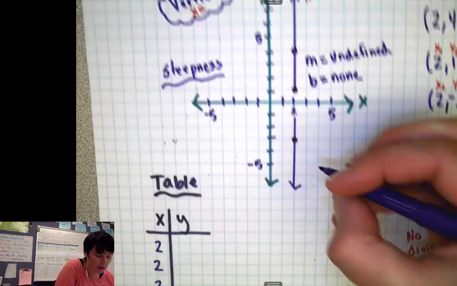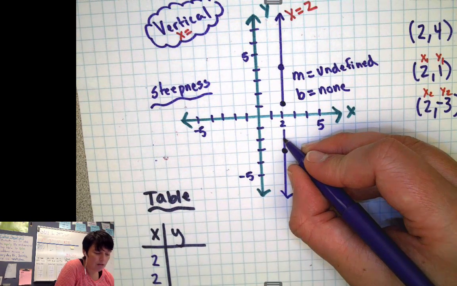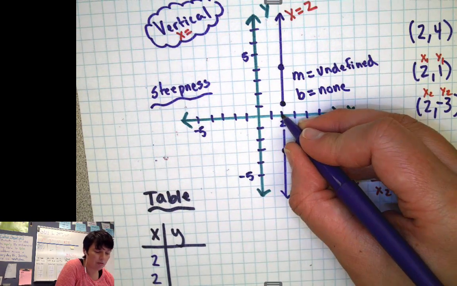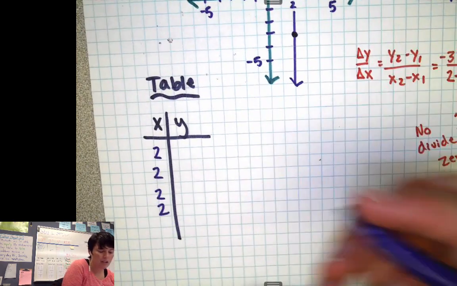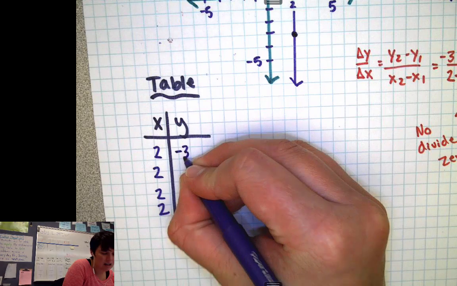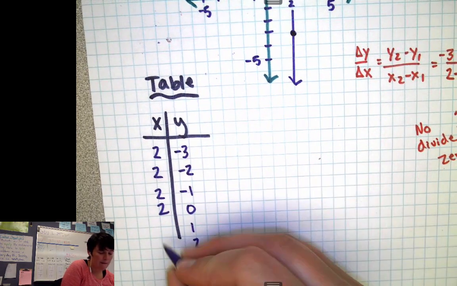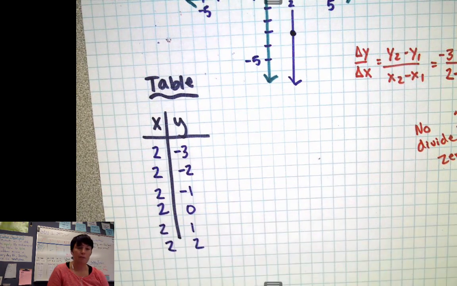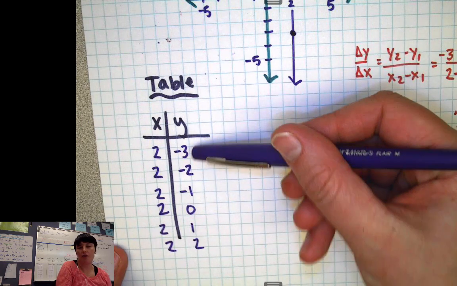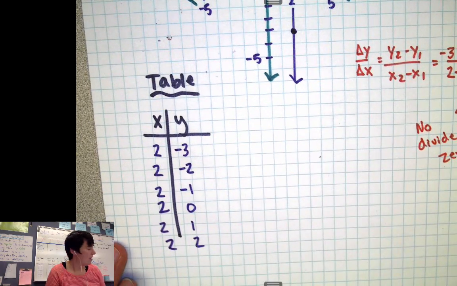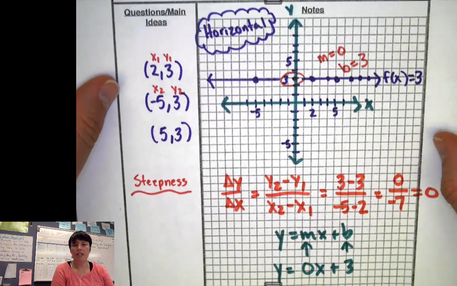I could go forever. I could say, here it's at 2, negative 3, 2, negative 2, 2, negative 1, 2, 0, 2, 1, 2, 2, 2, 3, 2, 4. So it'd be really easy to say, it's at negative 3, and then negative 2, and then negative 1, and then 0, then 1, then 2, but all at x equals 2. So the table is going to look the same for the x values, and then the y values are just going to increase, basically.